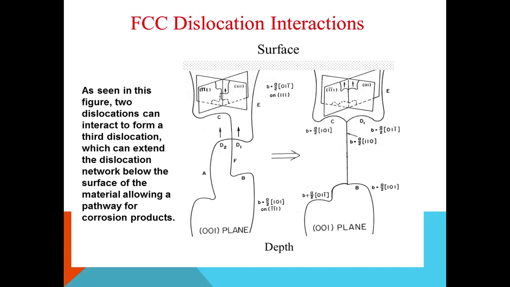Face-centered cubic dislocation interaction. As seen in the figure, two dislocations can interact to form a third dislocation, which can extend the dislocation network below the surface of the material, allowing a pathway for corrosion product. Examples of face-centered cubic metallic materials: nickel, silver, copper, gold. These are ductile materials.